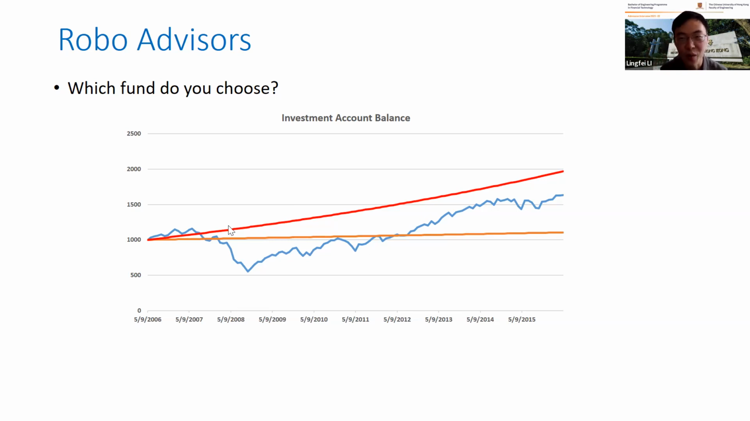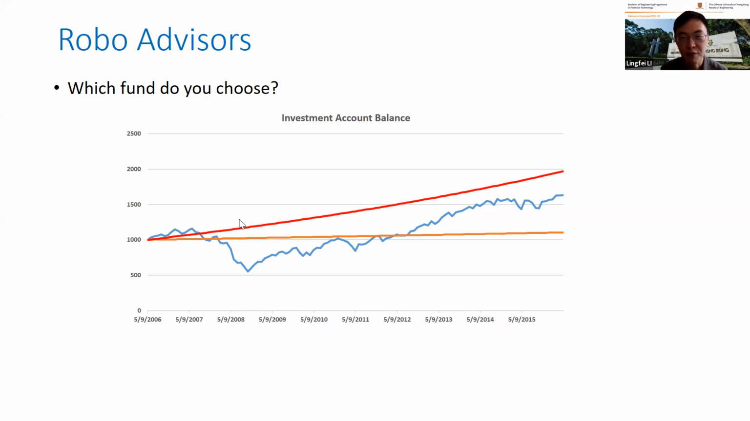I can tell you, real financial investments will never show you a curve like this red one. You will never see a curve in financial markets like this red one. This one is not real. This is from a fraud.